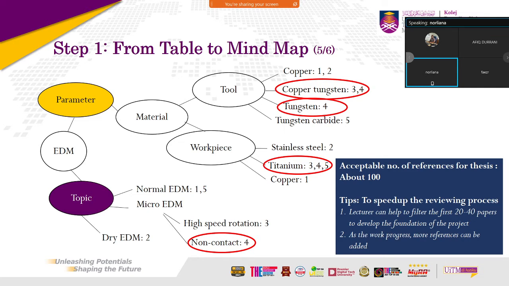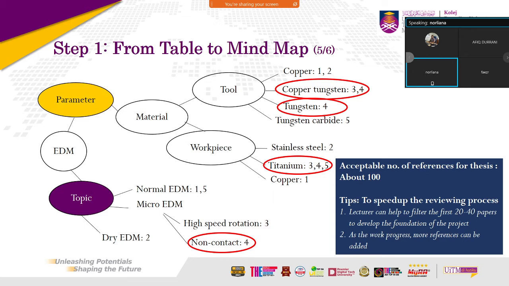There are many papers, or many researchers, who did projects related to titanium as a workpiece. For example, number 4 did non-contact machining on titanium, using tungsten and copper tungsten, for example. Okay, so you can play around with the information here, and from here you can discuss with your supervisor where to go and what to do.